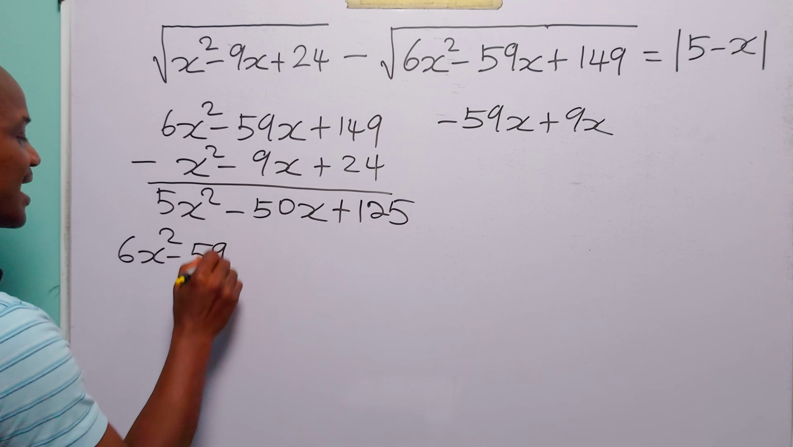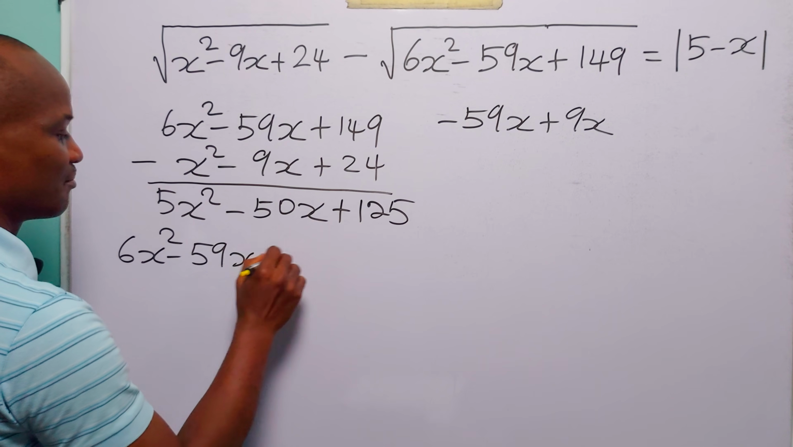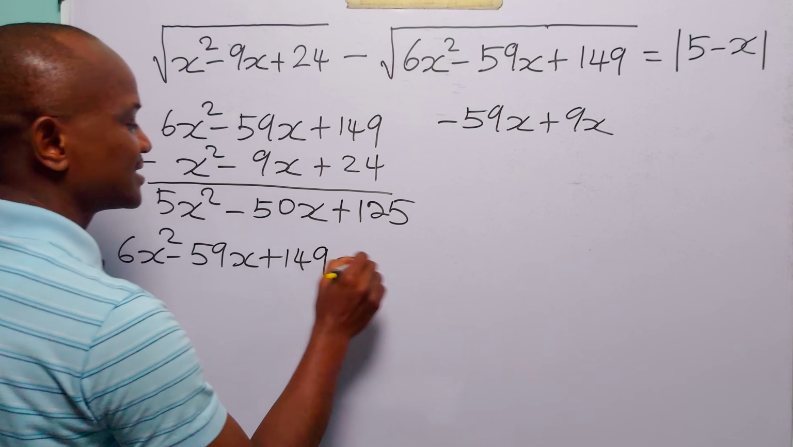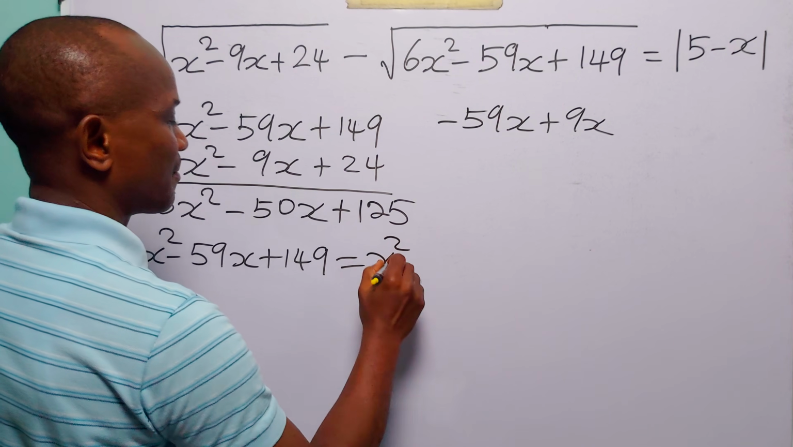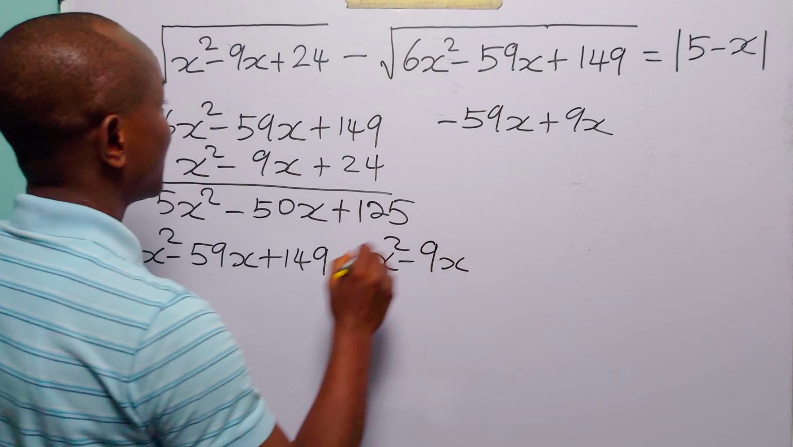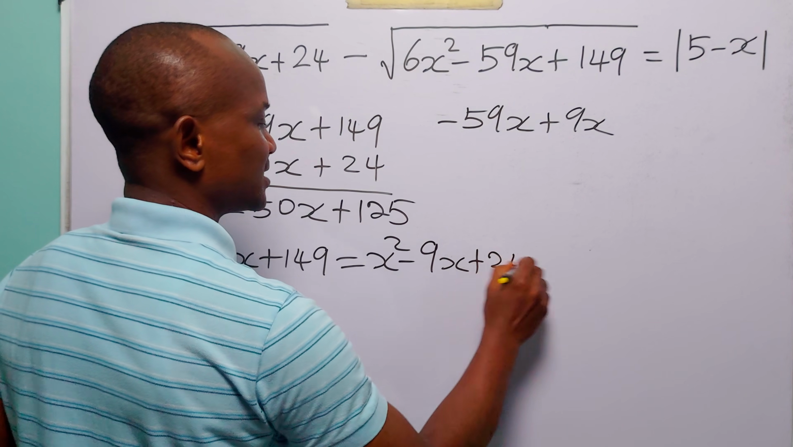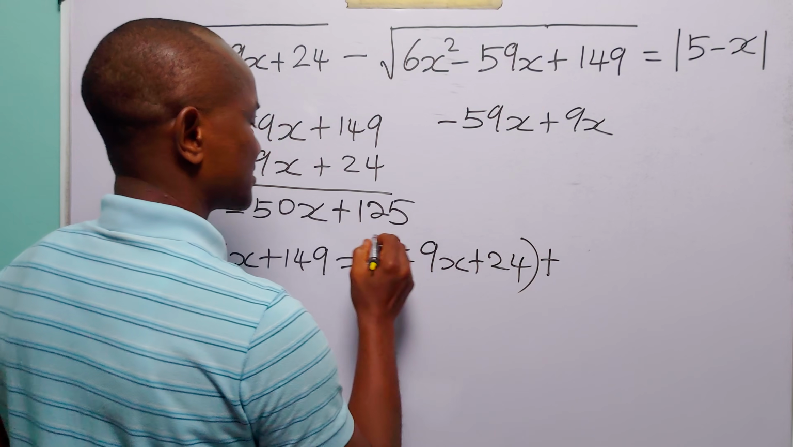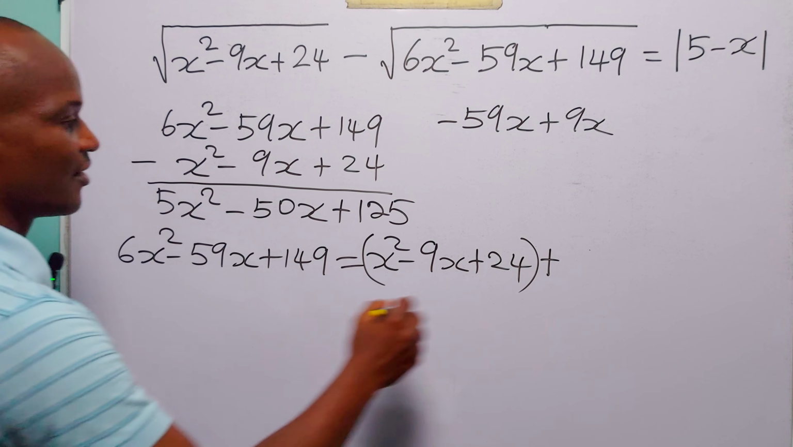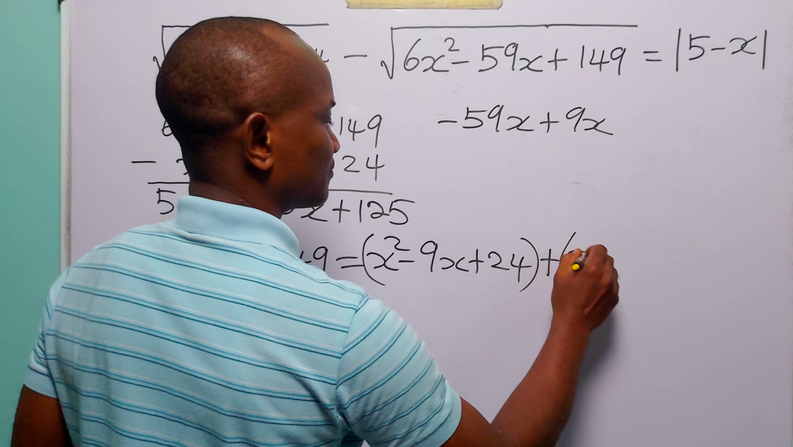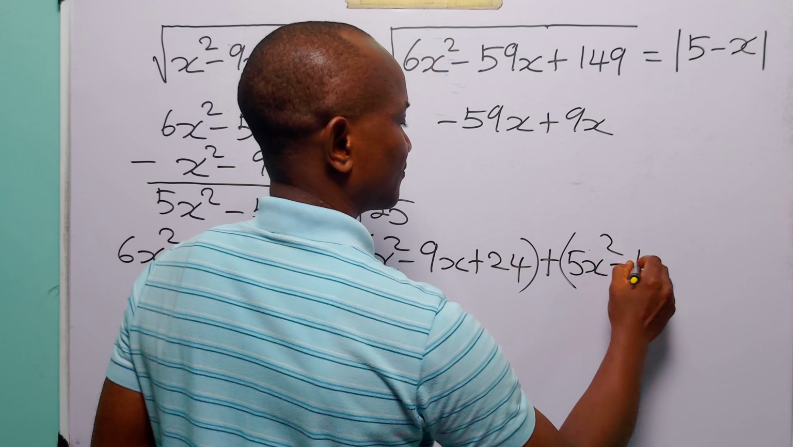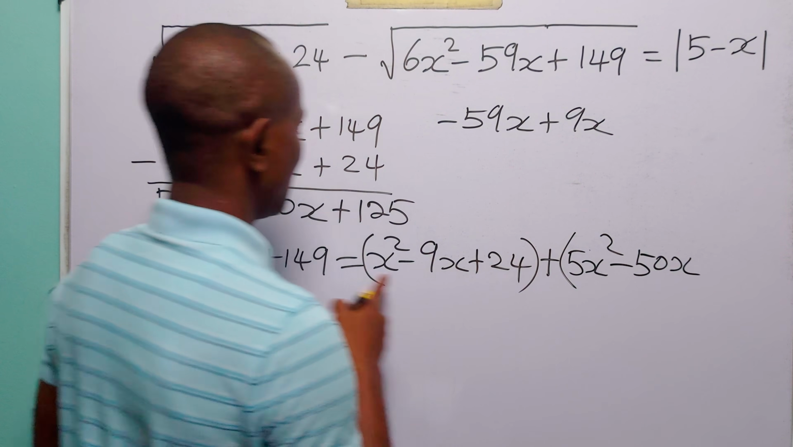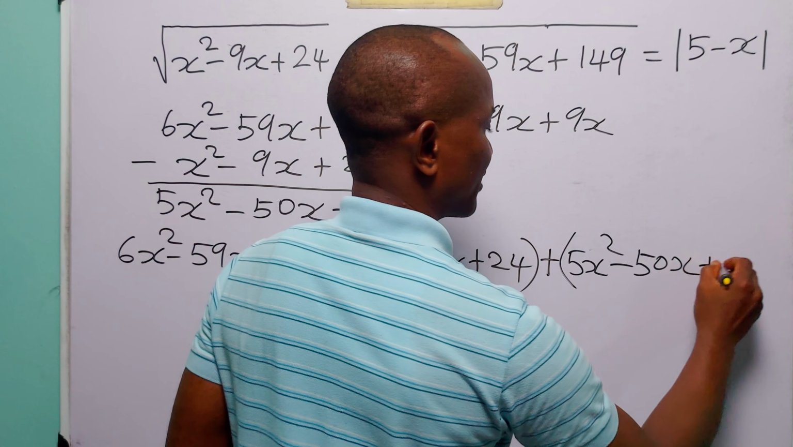minus 59x plus 149 is equal to x squared minus 9x plus 24 plus 5x squared minus 50x plus 125.